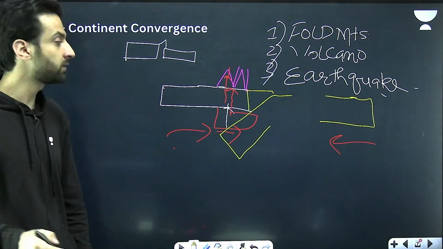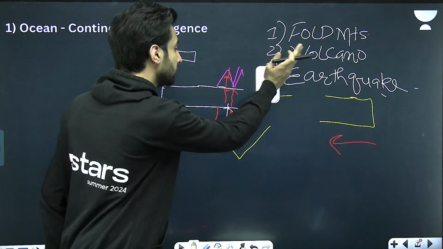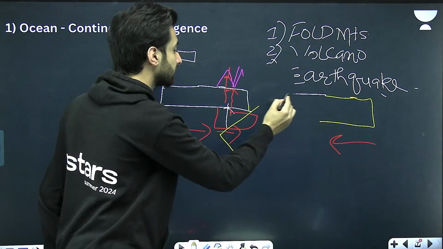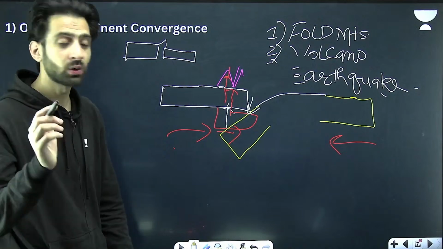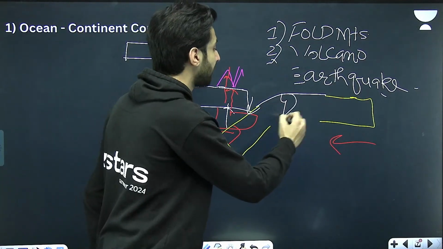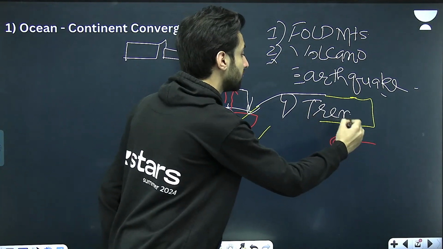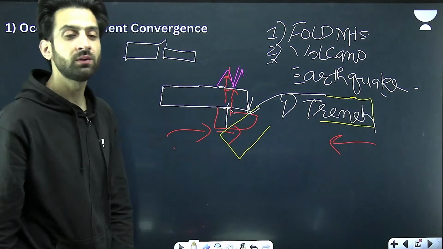There is one more thing that you will find here, look at this area. You will find a bit of a gap here where the plates are converging. This kind of a thing will be there. What is this called? It's called a trench. So you will find trenches as well. So these are the four important things that you will find here.